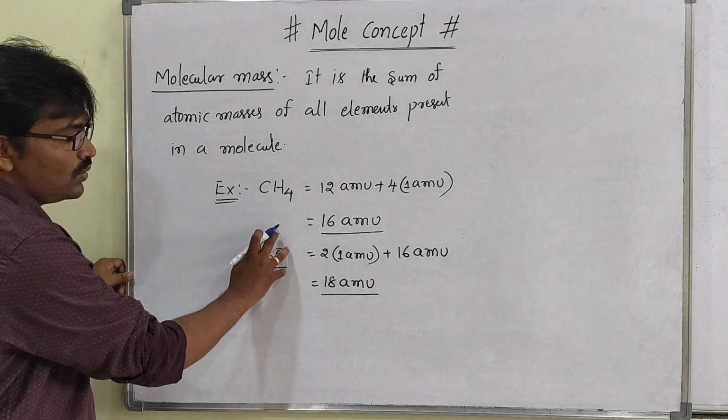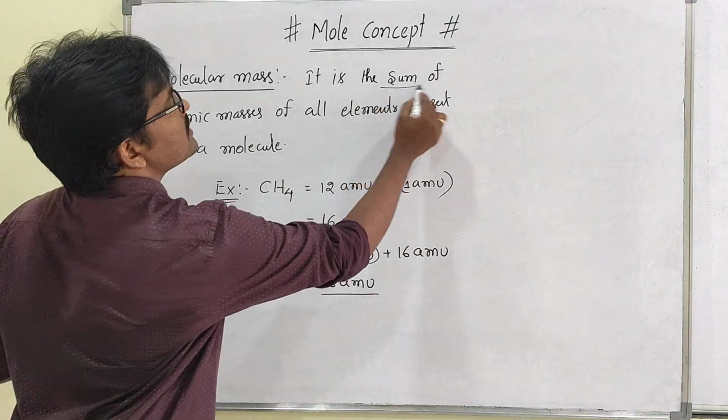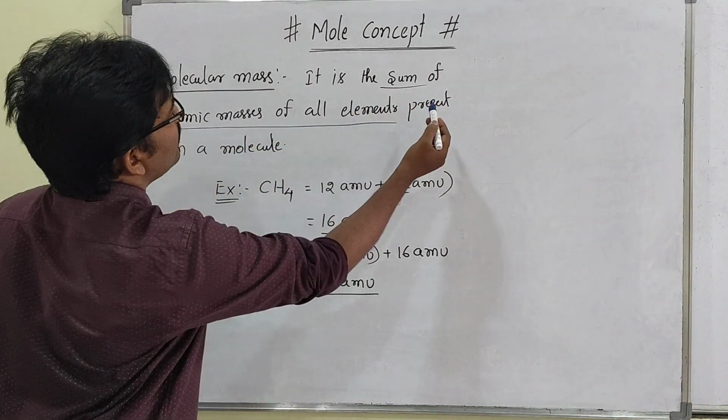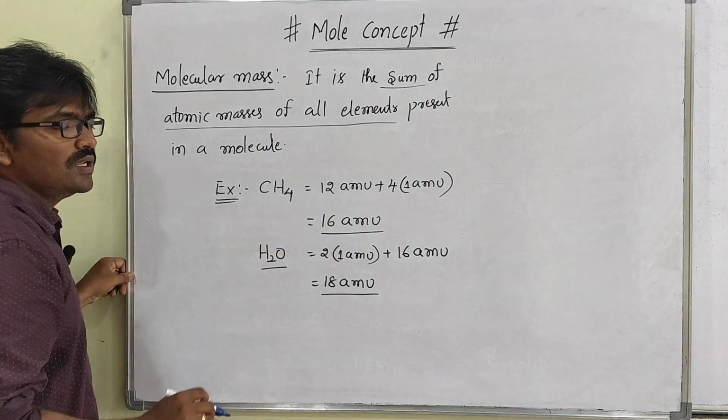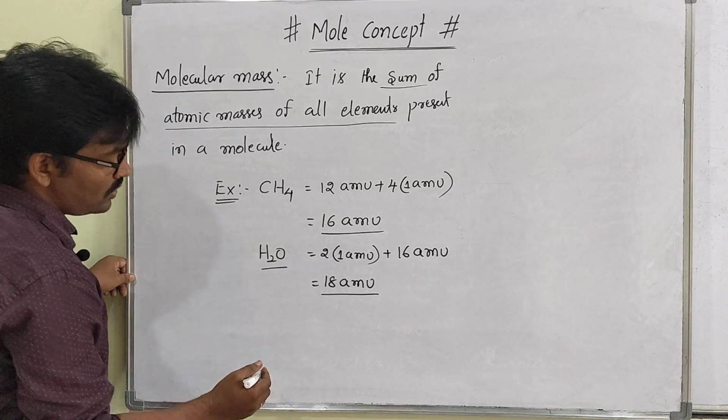This is the molecular mass. If you add the atomic masses of all elements present in the molecule, that is the sum of atomic masses of all elements present in a molecule, and it is called molecular mass. Clear, my dear students?